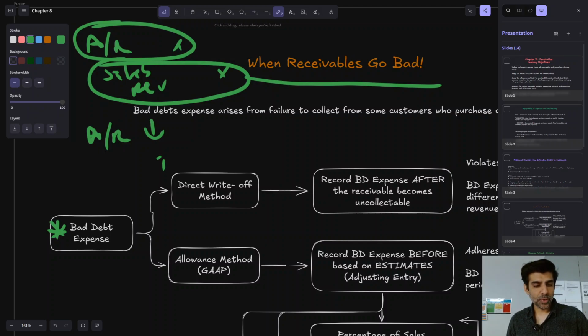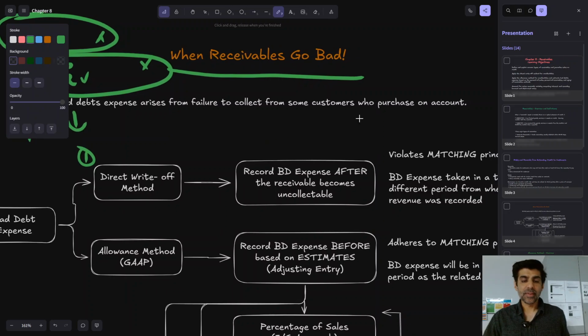The first one, the simpler one, is the direct write-off method. Basically, you're going to just assume you're going to collect all your receivables until there's some obvious thing that happens where it's uncollectible. Okay. So that customer says, hey, I'm not going to pay you, whatever. There's a definitive moment where you're like, I can't collect that receivable. At that time, you're going to then write off that account receivable. As the name implies, you're going to directly write it off. So you're going to record the bad debt expense after you realize that the receivable is uncollectible.